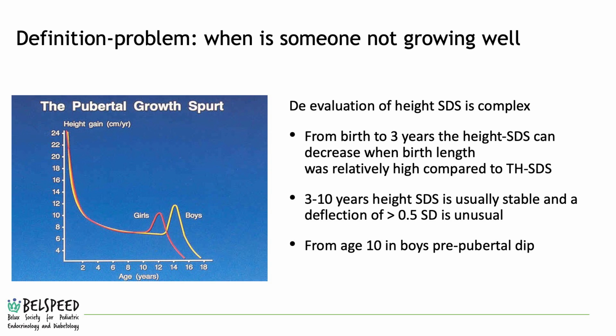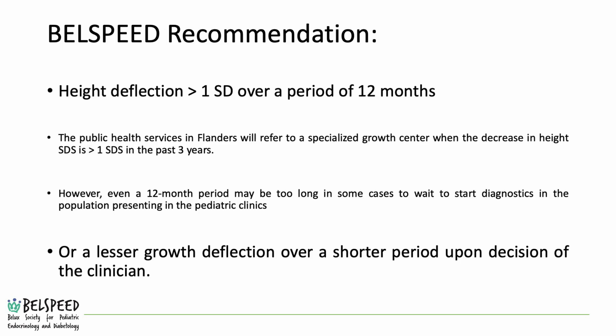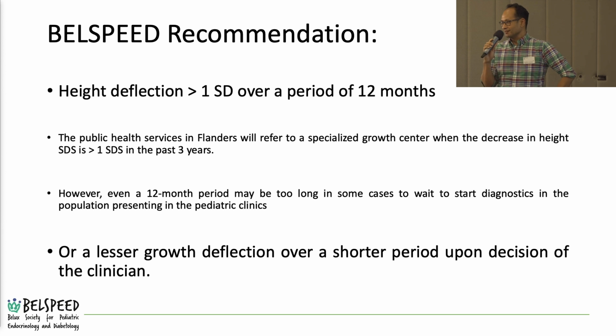So the definition of not growing well is very complex. It depends on the situation, the present condition or life span the patient is in. So the BESPEED really thought hard about that, and we had numerous discussions on this one. But our recommendation is that a height deflection of more than 1 SD over a period of 12 months is a reason for further investigations.